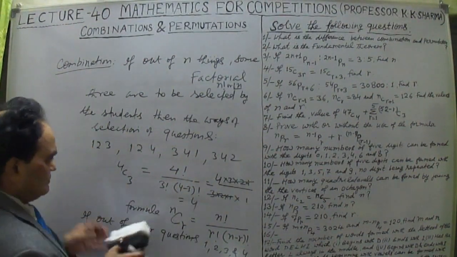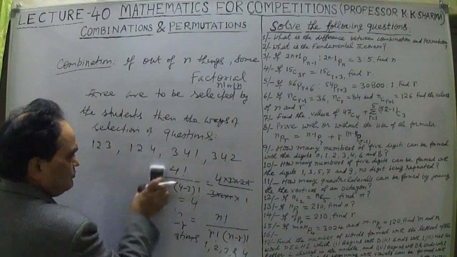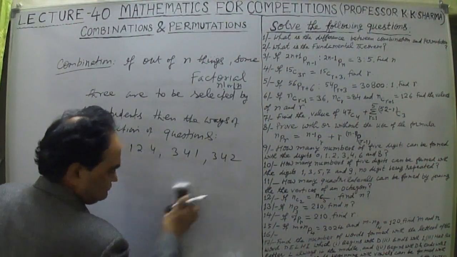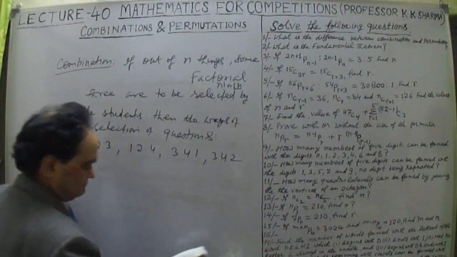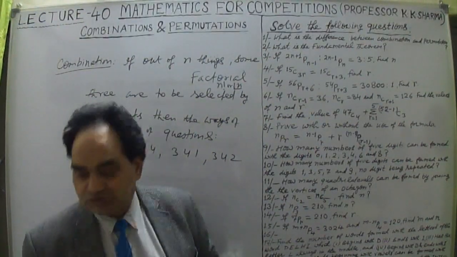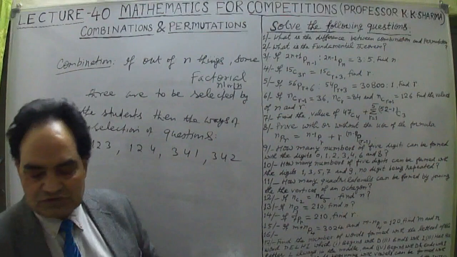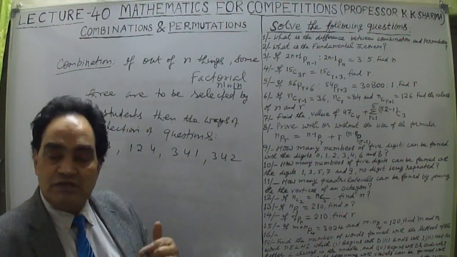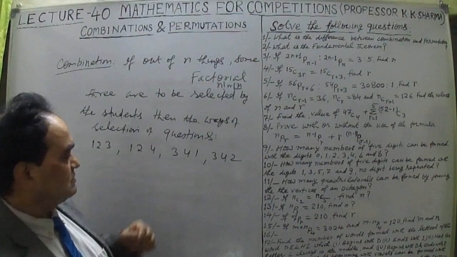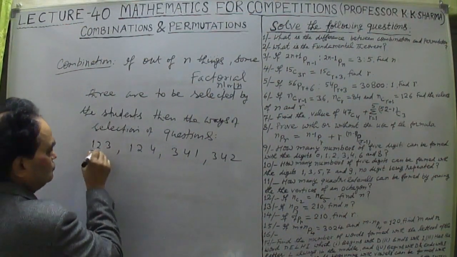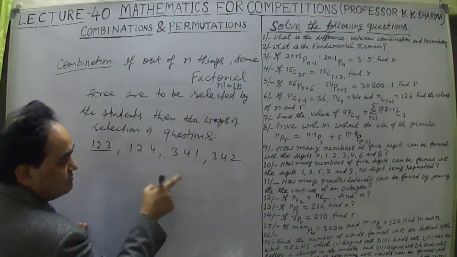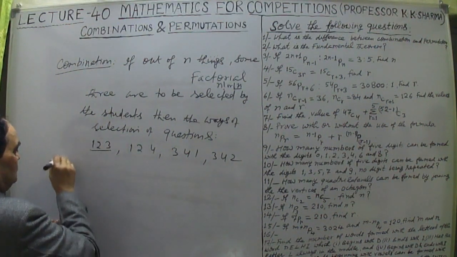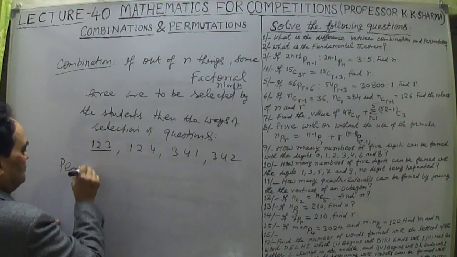But let me take what is meant by irrespective of order. It's the same question. If out of these 4 questions only 3 are selected, no problem. But irrespective of order, the combination is 1, 2, 3. Now in the case of permutation, let me take, what is permutation?